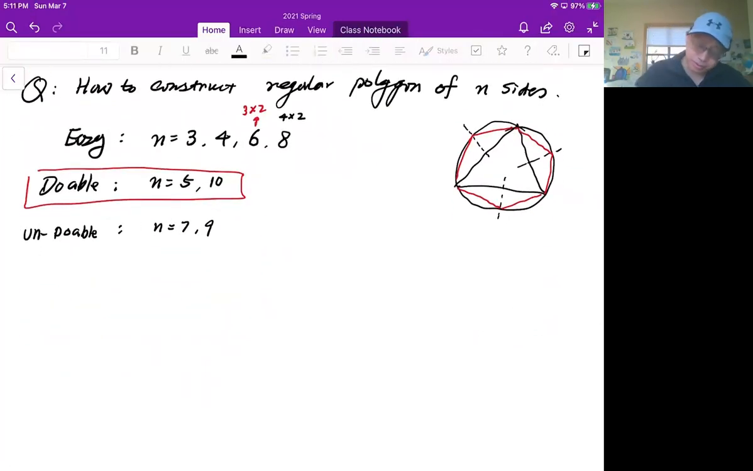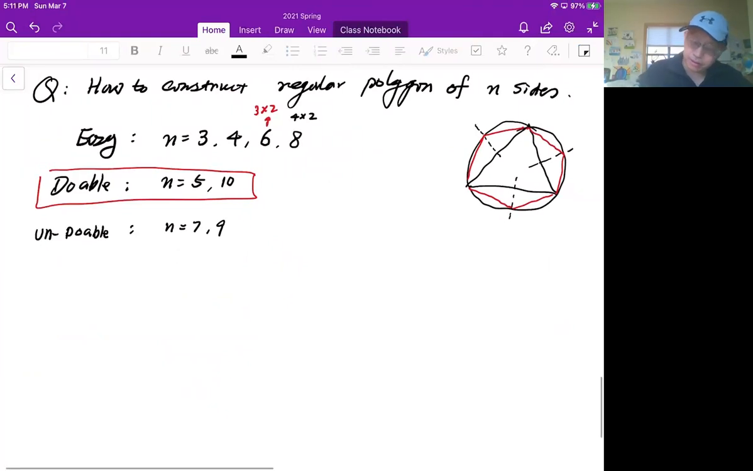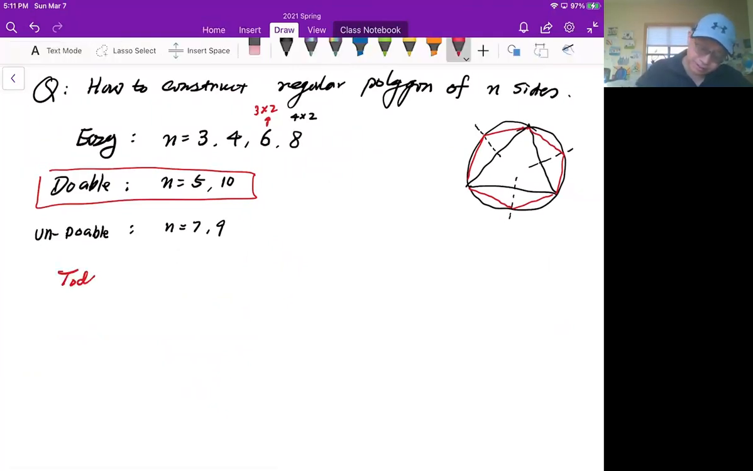So today, let me do n equals 10. Someone can do n equals 5. If you can do 5, you can do 10. If you can do 10, you can do 5. Does it make sense? You're equivalent. So let's see, how can I do the 10? I'm going to show you the idea first. As long as you get the idea, you can get the construction very easily. That's not a problem at all. Okay, so let's try that.